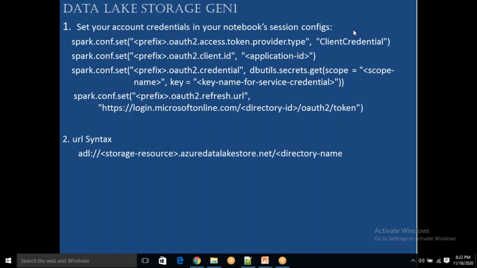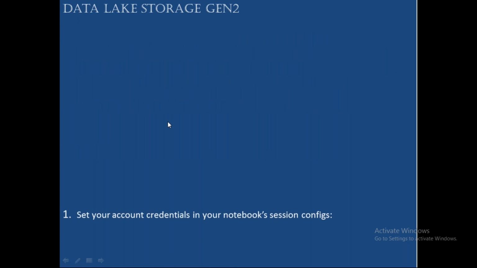Next, if you want to read data from Data Lake Storage Gen1, use adl://storage name.azuredatalakestore.net/directory name. The directory name is nothing but a folder name, and this is the storage name. This is for the Data Lake Storage Gen1. Okay, next let's go to Data Lake Storage Gen2.